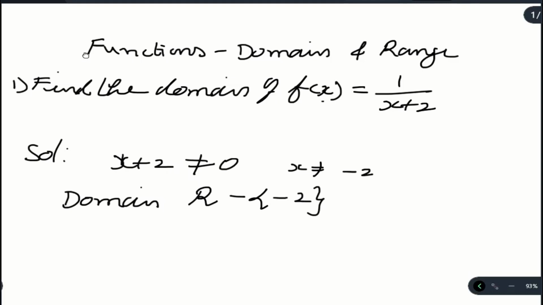This is how I should identify the domain, except, so that is why I have subtracted. Put a negative sign here. Minus 2: x should not take negative 2. If it takes any value other than negative 2, 1 by x plus 2 will be defined for this given function. That is how we should identify the domain.